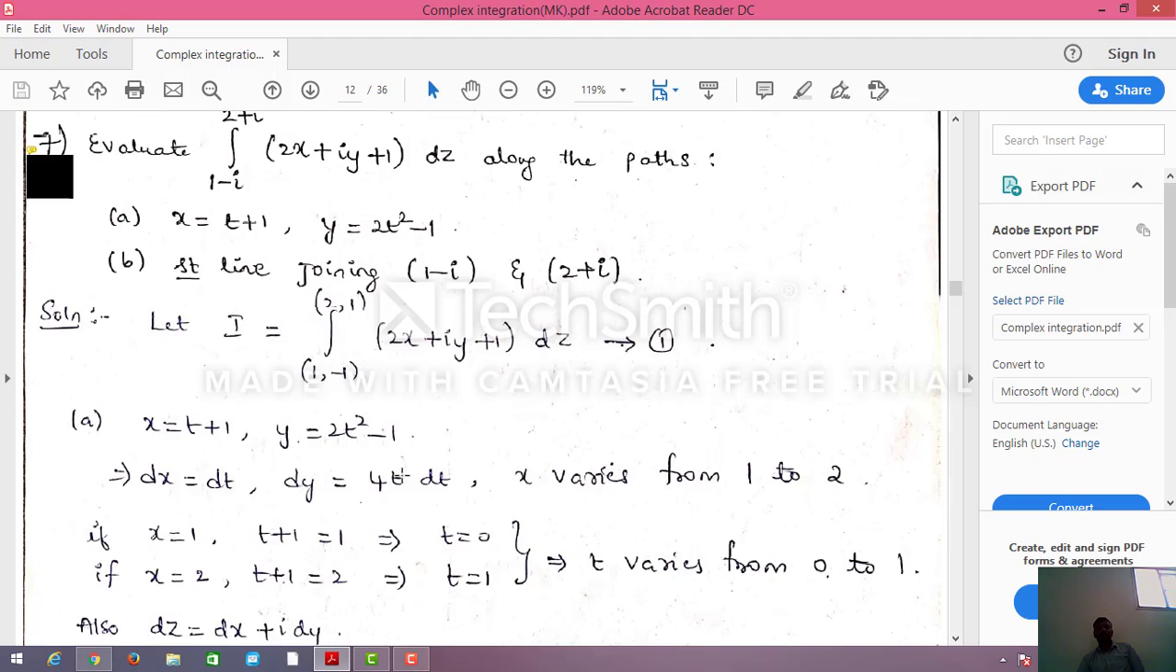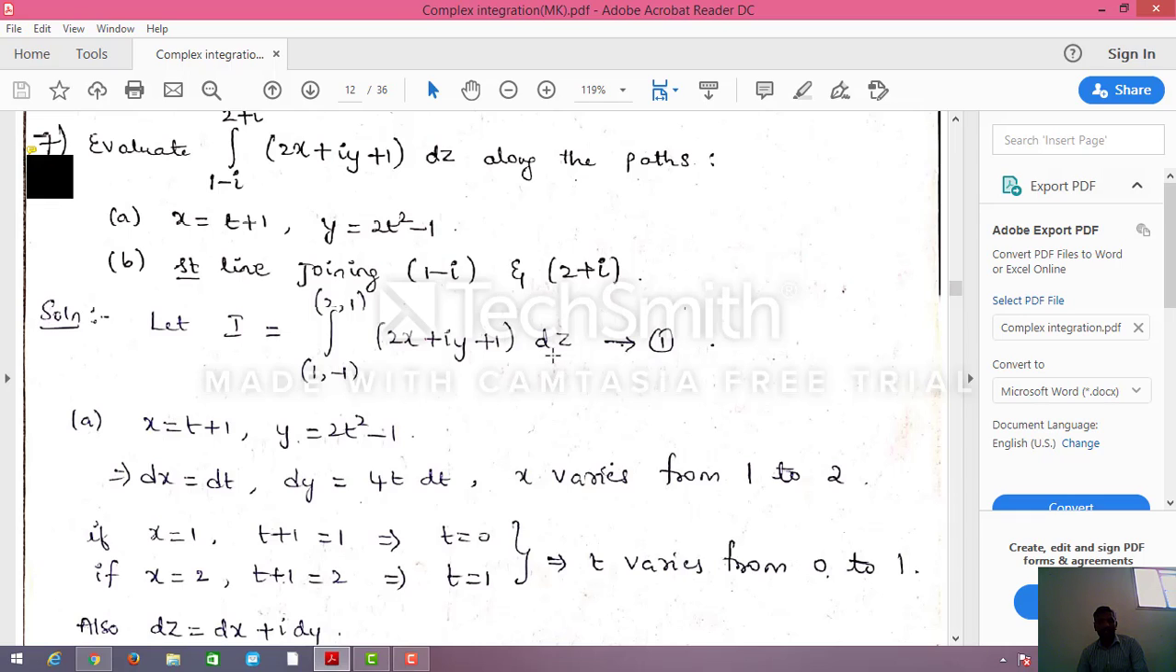Right. Now, here x varies from 1 to 2, so in place of dx I am going to put dt, and dy also I am converting in terms of dt. Now, if you give x equal to 1 in this, x equal to t plus 1 means t equal to 0. For x equal to 2, t plus 1 equal to 2 means t equal to 1. Right? So t varies from 0 to 1.